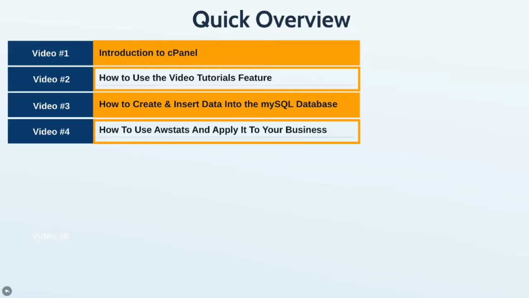Video number 4, we're going to talk about how to use Aw-Stats, which is a statistics program that analyzes and shows you what is happening inside of your website. And we'll talk about how to apply it to your business.